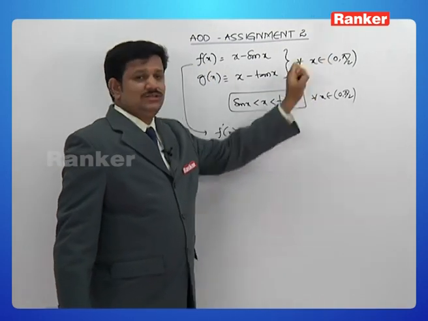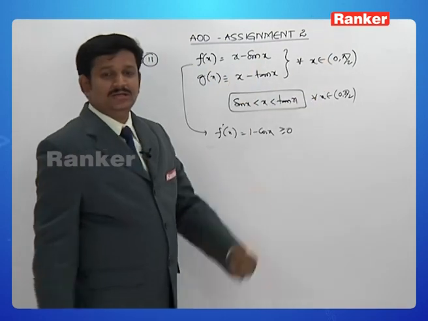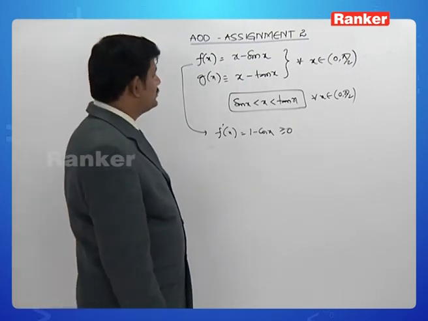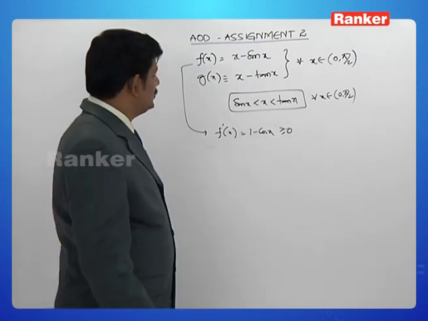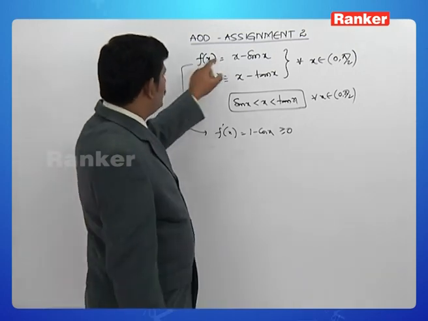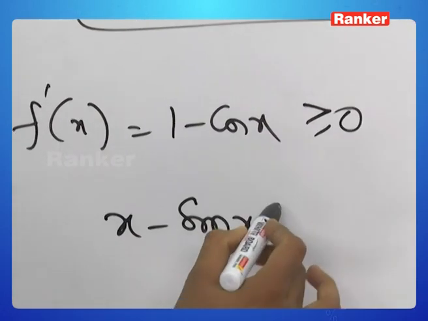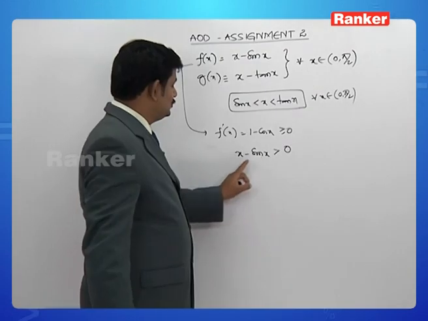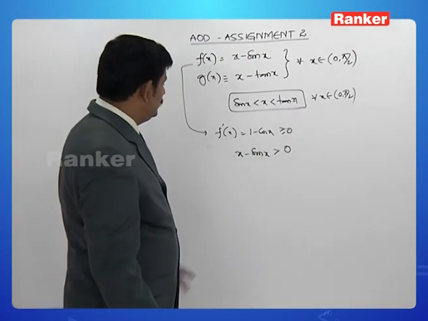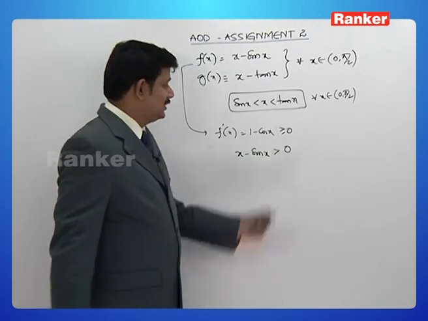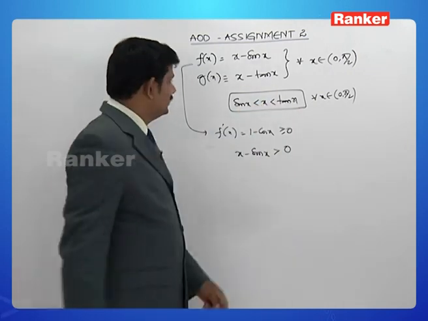For all x greater than 0, because it is a strictly increasing function, f of x will be greater than f of 0. So, x minus sin x we can say will be greater than 0 minus 0, which is 0, or x will be greater than sin x. x will always be greater than sin x.